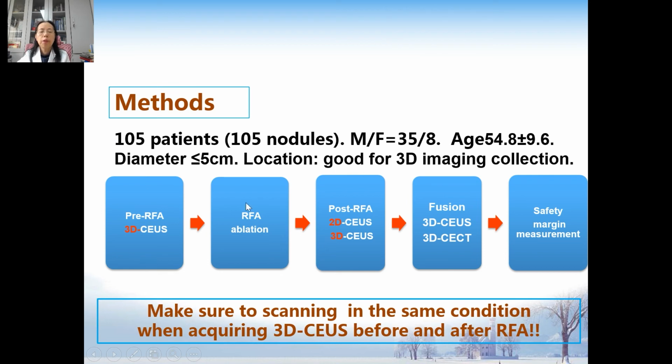Here is our workflow. We take data, do ablation, and we take the data and the CECT again, and we fuse the CECT and fuse the 3D-CEUS, and then measure and compare the safety margin. We must make sure the scan is in a safe condition when acquiring the 3D contrast ultrasound image before and after RFA. This is very important in our study.